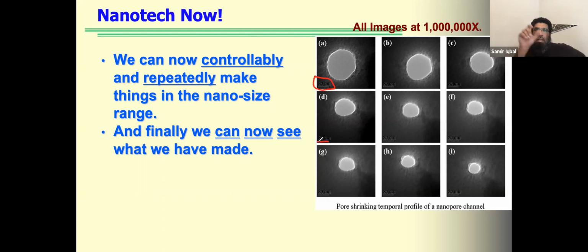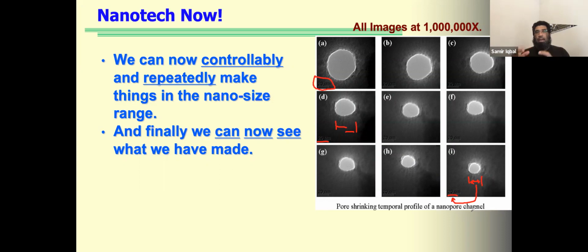So we use that scale bar to measure or quantify the dimensions that we are looking at. From here to here is probably about 40 nanometer, and then it keeps on shrinking, goes down to 20 nanometer in this one. Because I'm comparing this with the scale bar that the microscope is giving me for that dimension. Right? So that's the thing. Now we are at that stage in humanity where we can controllably and repeatedly make things in the nano size range.